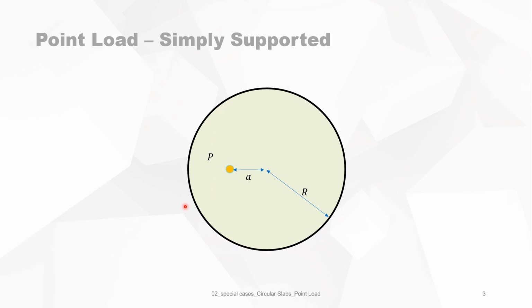So let's look at the circular slab simply supported on the edges with a radius of r, and there is a point load somewhere on the slab at distance a of the center of the slab.